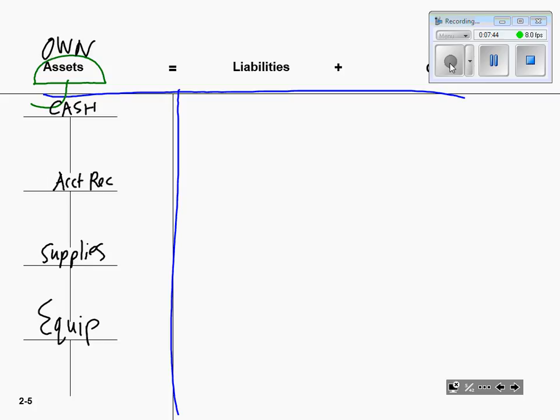Okay, we're on the left side of the big T, aren't we? I want you to write that. Don't write the word debit, but just write left side of big T. That's going to be helpful in just a moment.